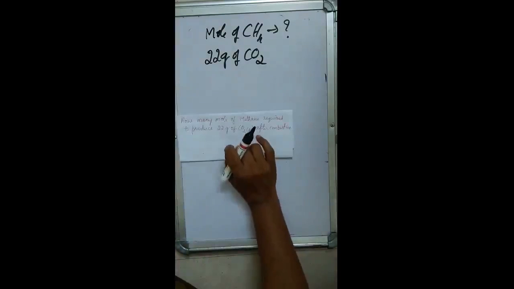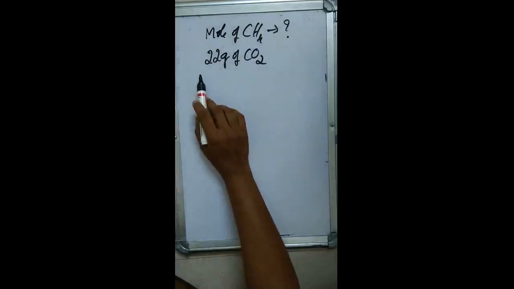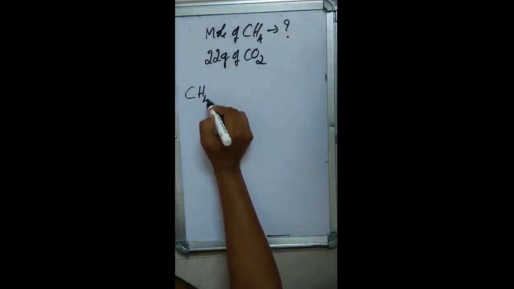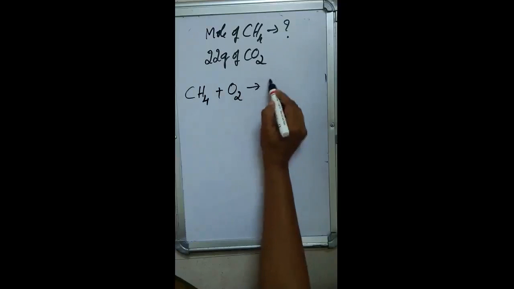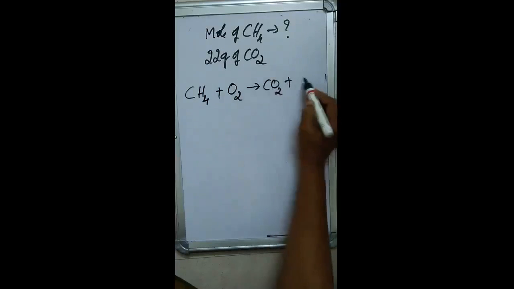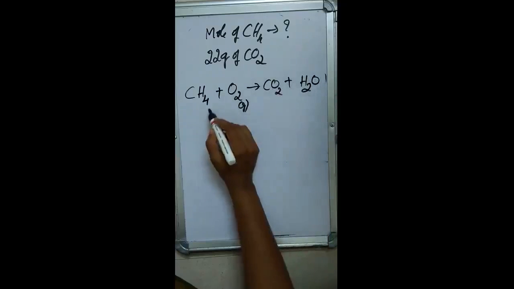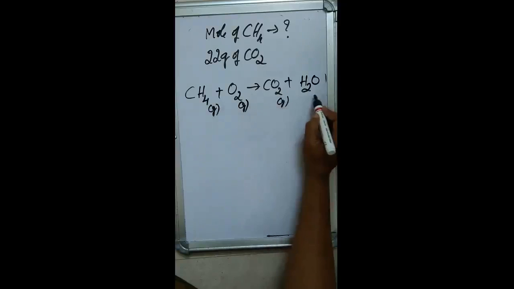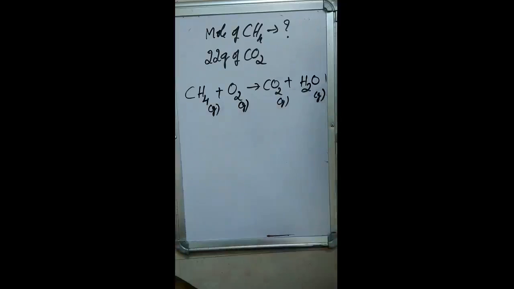So again, I will keep the question aside. It is nothing but a combustion of methane. So combustion of methane means how to write? CH4, methane, is burnt with oxygen to form carbon dioxide and water. Since oxygen is a gas, I will write (g). Here also gaseous state, and water it is not given according to the question, but I will write gaseous only.